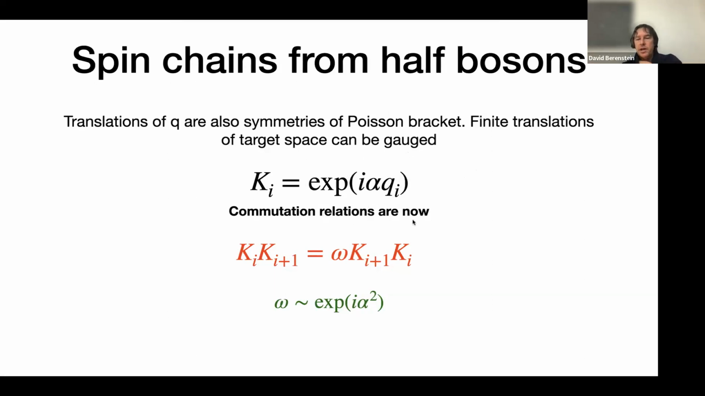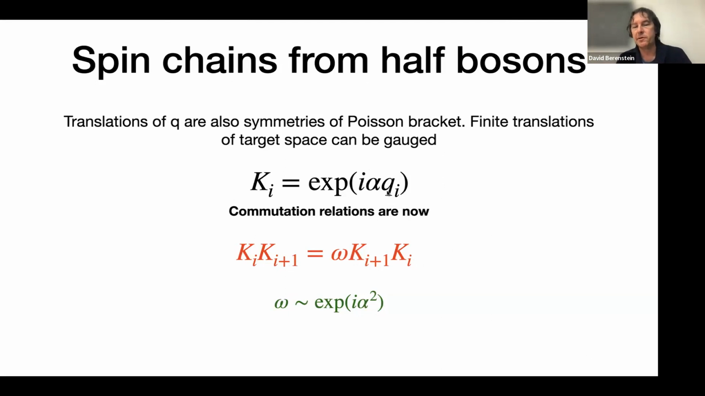And now the commutation relations in the algebra get replaced by this: when I swap the order of two nearest neighbors, I get a phase, and the phase is going to pick up the commutator of the Q and the next one, with an extra factor of i due to quantization. So you're going to get basically that omega is exponential to the i alpha squared. Okay. So this is a statement about algebra.